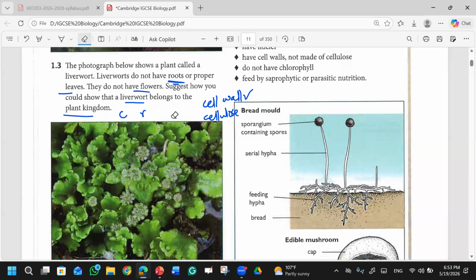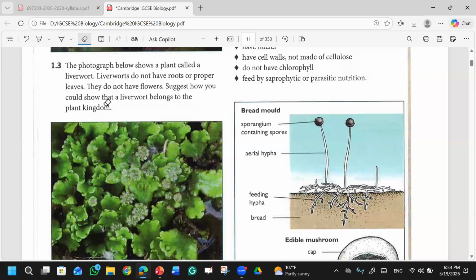Are you clear with this question? Yes. So this is how they will ask you. If you know the characteristics of the plants and the characteristics of the animals, and what are some unique things present in the animal and plant, then you can easily classify. Then you can easily distinguish between the two, right?